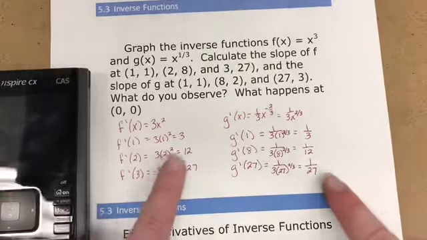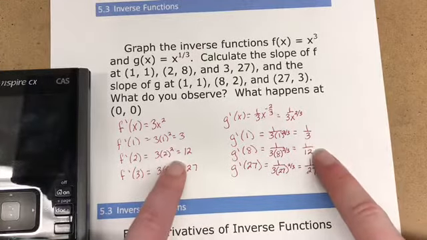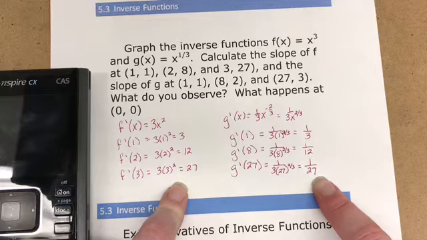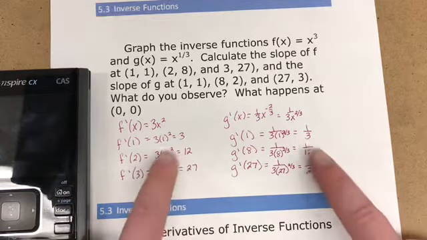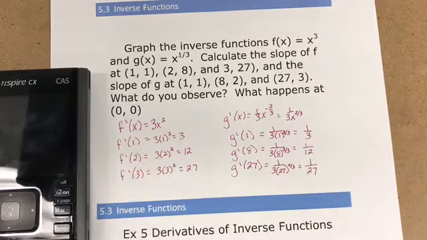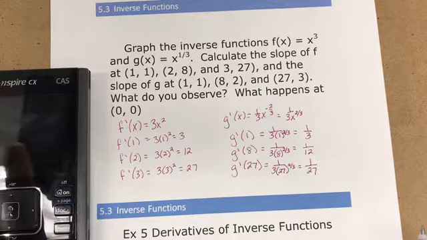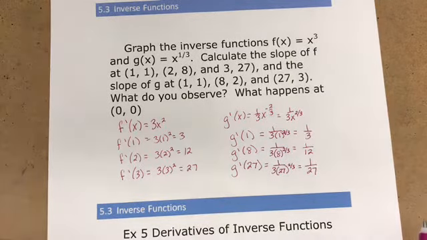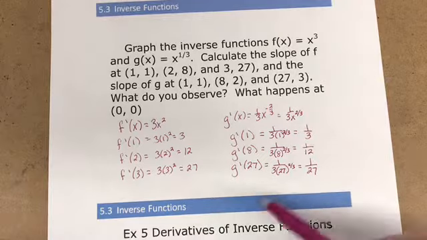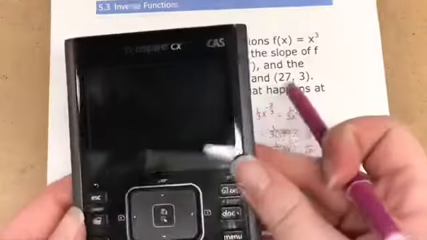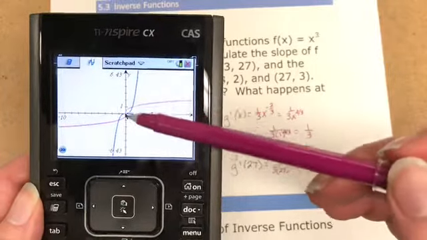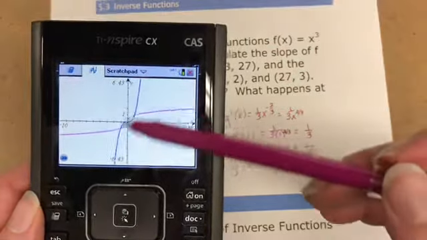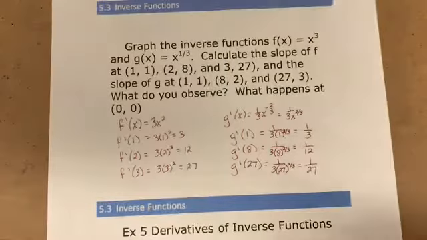And what do you notice about these? How do they compare? So you're right, it would be the reciprocal. And then what would happen at (0, 0)? If I look at the graph, at (0, 0), we would have a horizontal tangent line or a vertical tangent line, right?